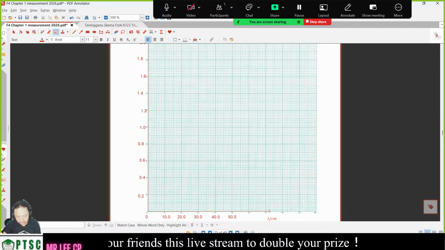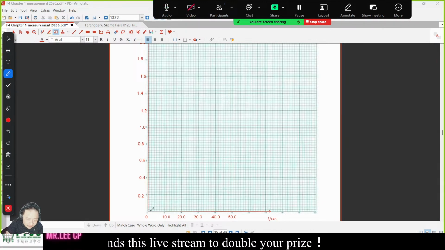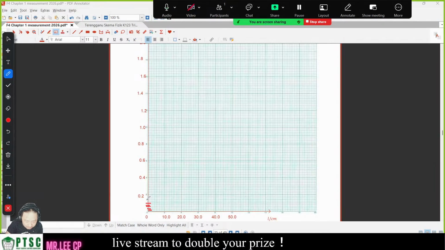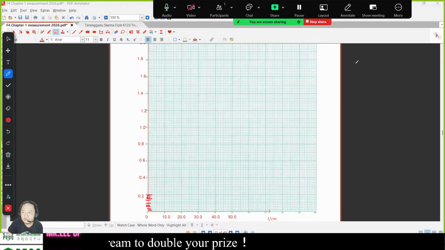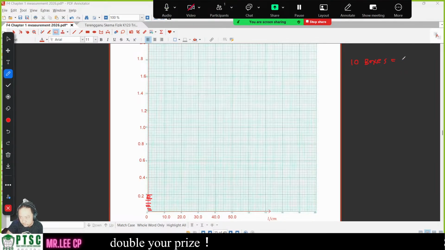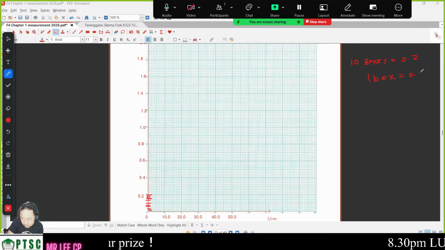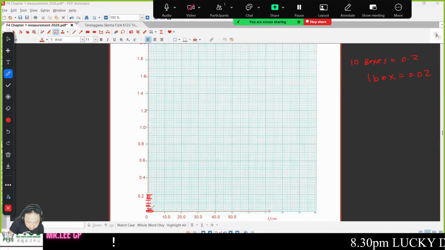A lot of students got this problem, so I am going to help you here. You calculate here how many petak is 10. 1, 2, 3, 4, 5, 6, 7, 8, 9, 10. 10 petak is 0.2. 10 boxes. So one box is 0.2 divided by 10. You get 0.02. Meaning that one of it is 0.02, 0.02, 0.02, 0.02.